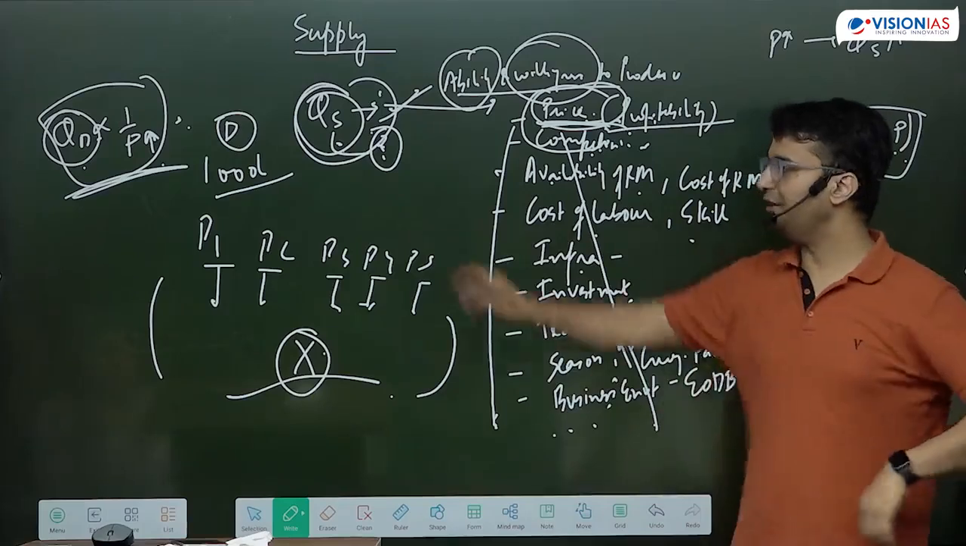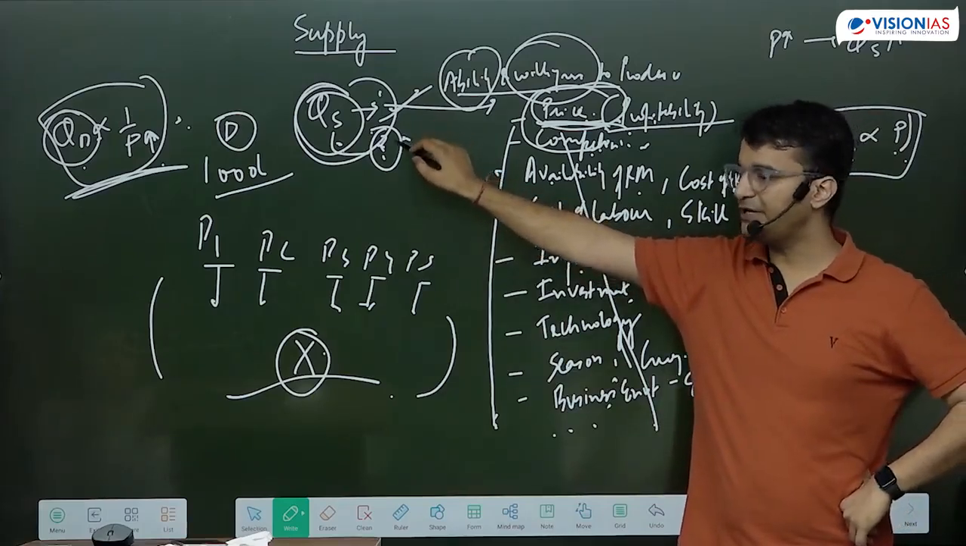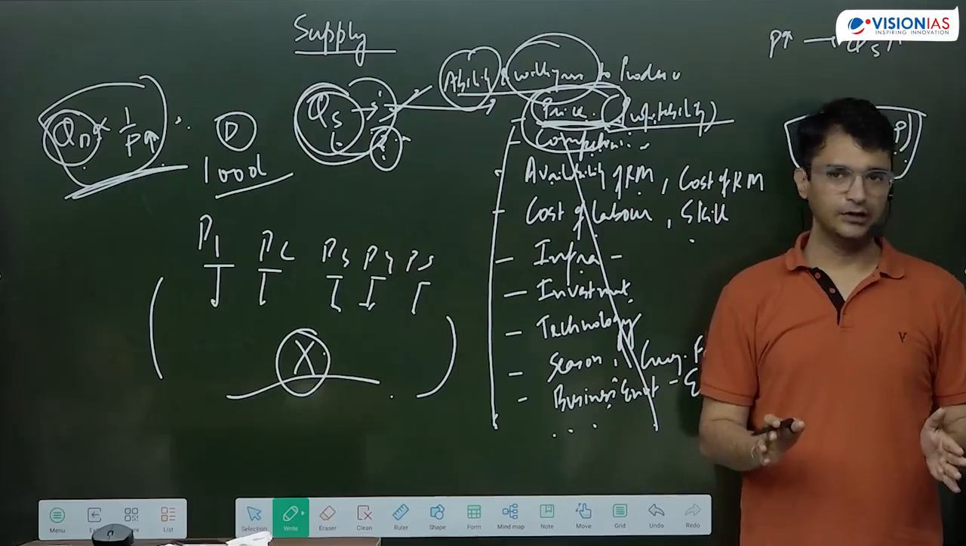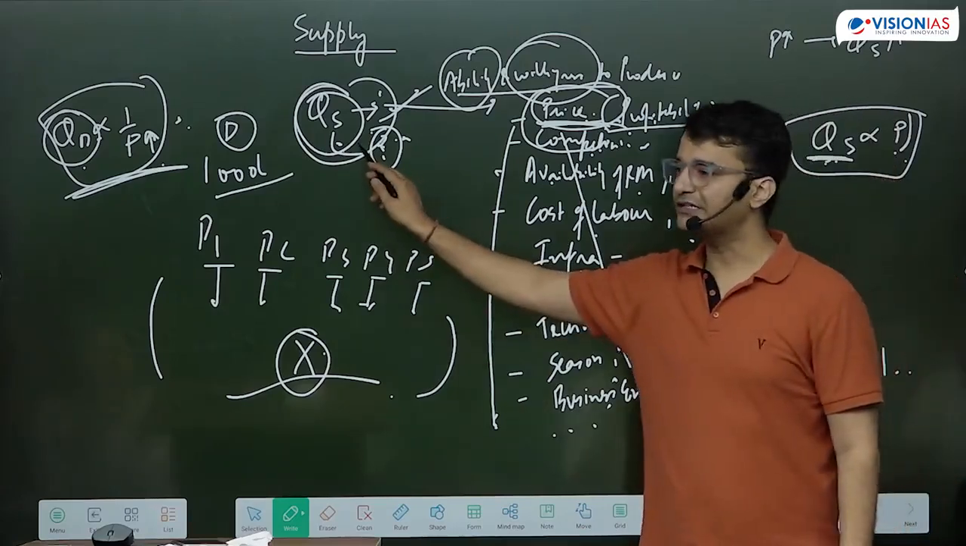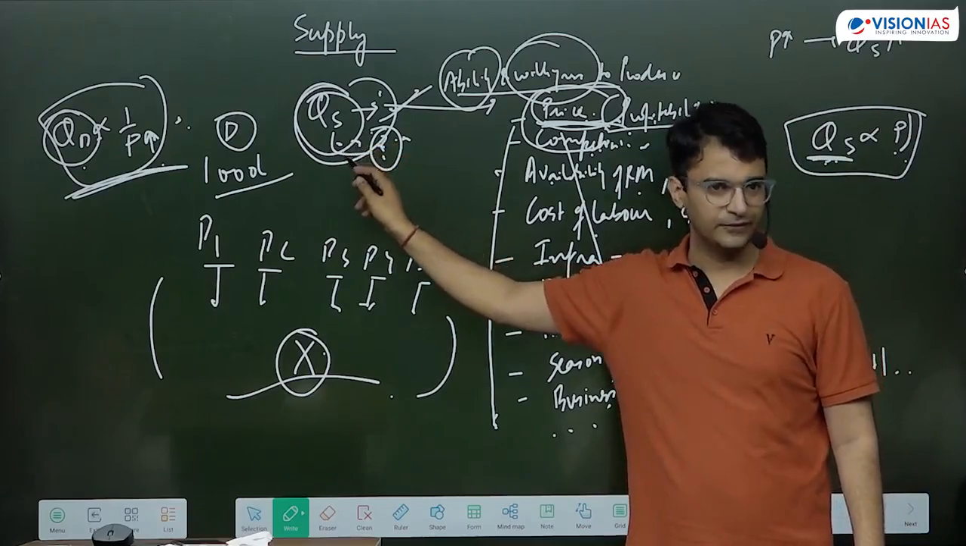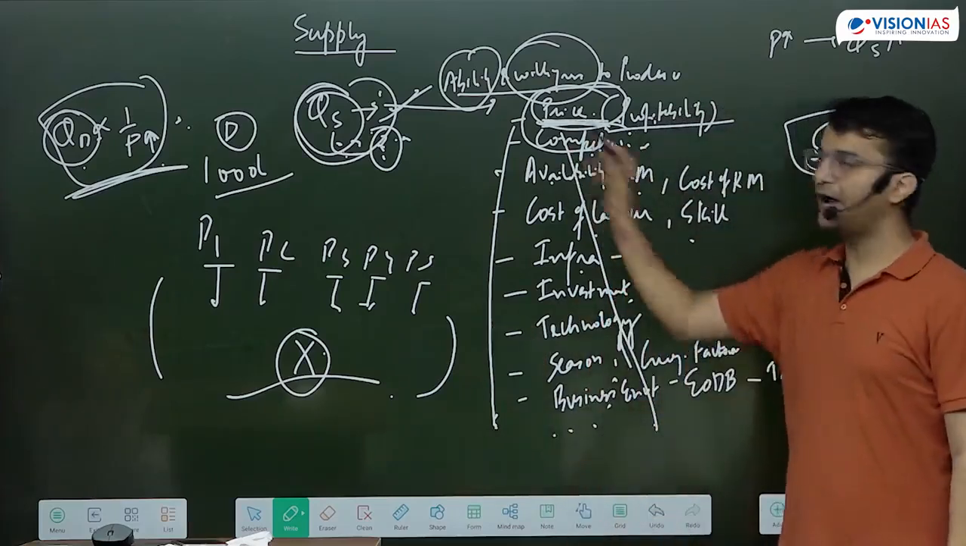Supply refers to ability and willingness to produce. Number one. Quantity supplied means how much quantity of a good is being produced. The question is, what does quantity supplied depend upon? There are many factors that influence quantity supplied. How much quantity of an item will be produced? The price of that item determines.